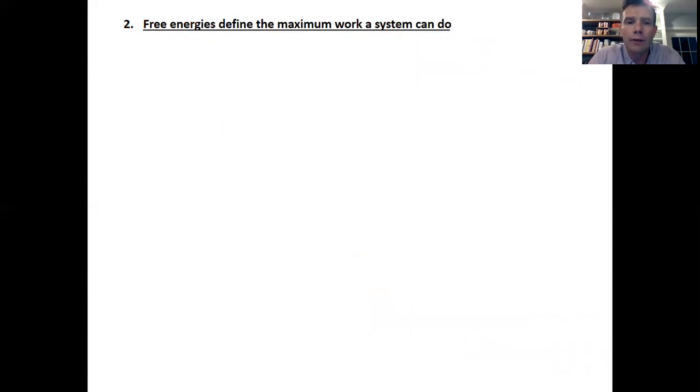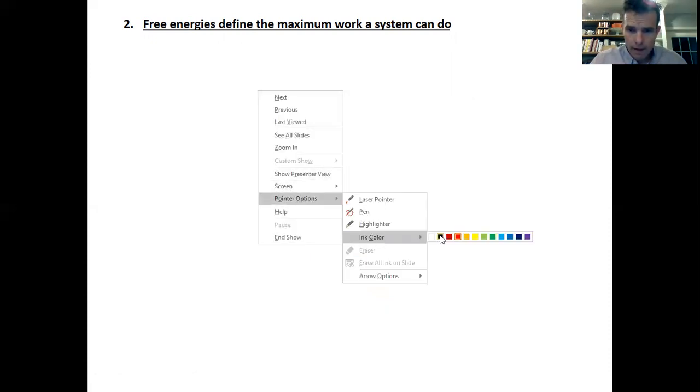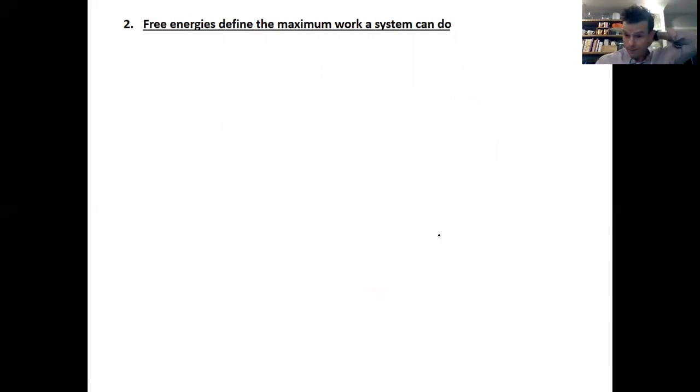Here's the second use of free energies. They define the maximum work that a system can do. So bear with me. I'm going to do one derivation for you. And rather than working with the Gibbs energy, I'm going to work with the Helmholtz energy. So I'm going to start here. A equals U minus TS. And what I'm going to do is take a general derivative of this expression. I'm going to differentiate it. And that's going to leave me with this.